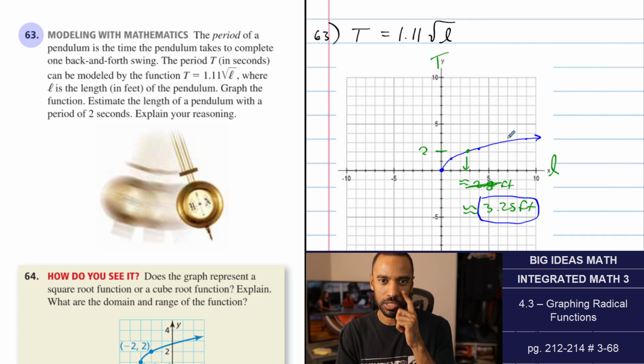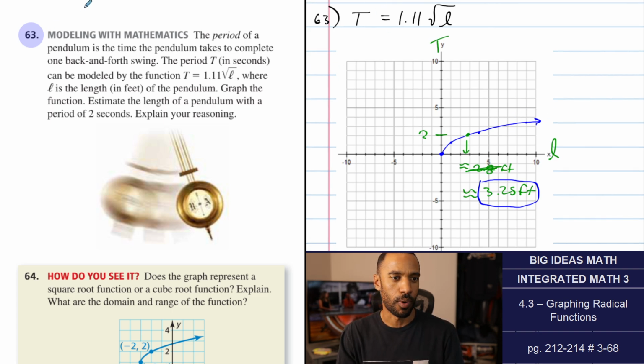So I don't know. I covered all my bases. I did graph it by hand. Whether or not they wanted me to even do that is uncertain.